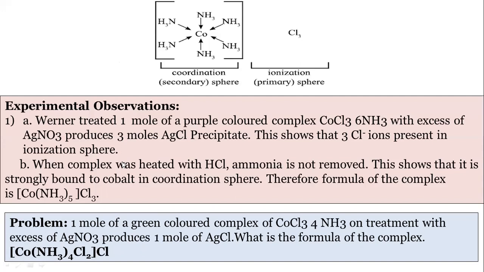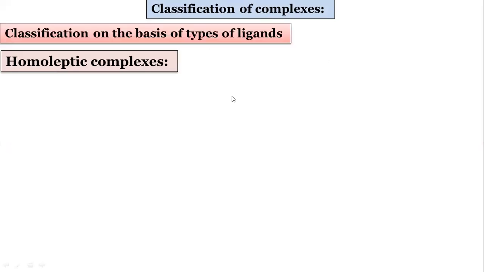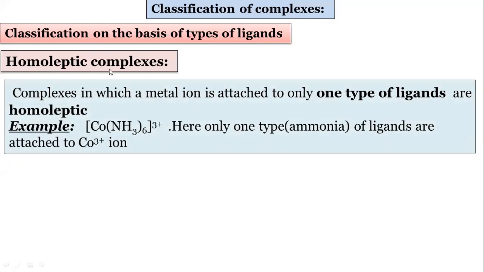So this Werner theory, the most important part, I completed. It is many times asked for 2 marks. Ligands are also asked for 2 marks. Then I'm coming to the next part, the classification of complexes. This is classification based on the types of ligands. There are 2 types of complexes, and this is asked for 2 marks: homoleptic complexes and heteroleptic complexes.